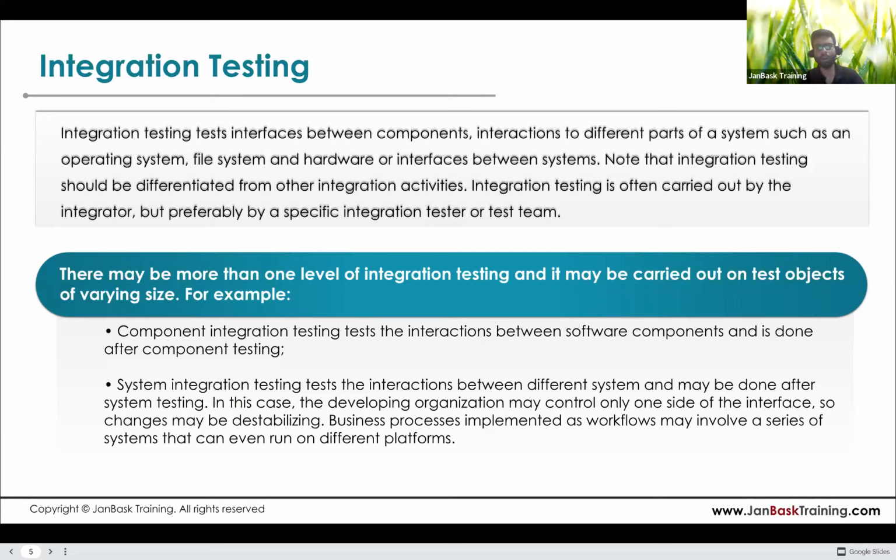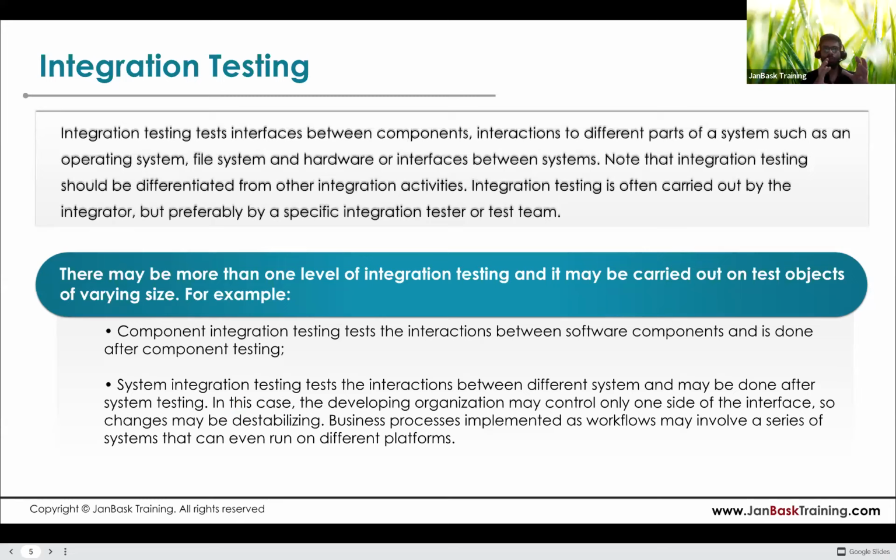There are different payment module providers, like Razorpay, right? There are other players in the market as well for the payment module. So we just take that as a whole and integrate that with our system. That is called system integration testing, where we actually integrate different systems.